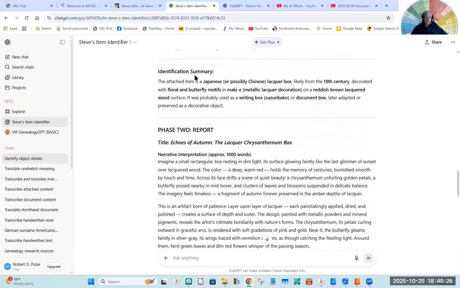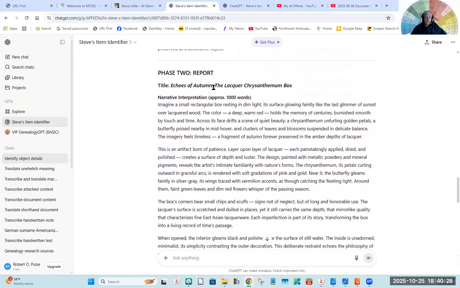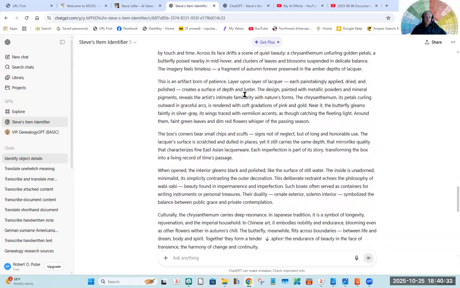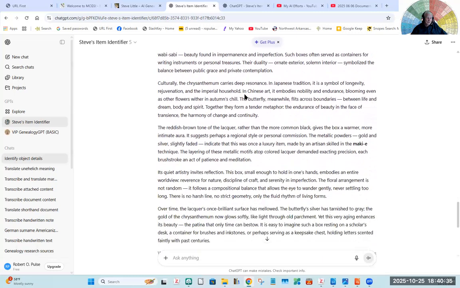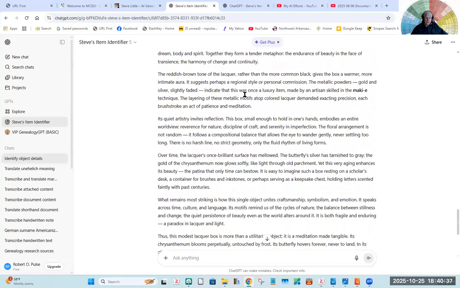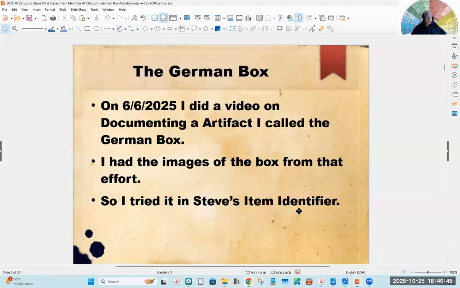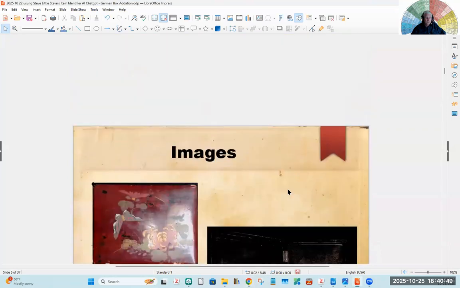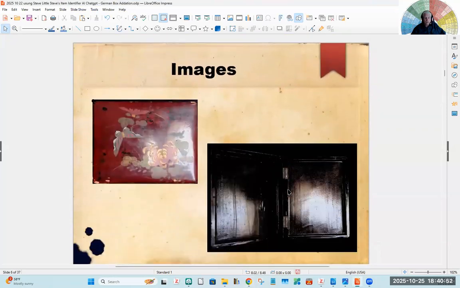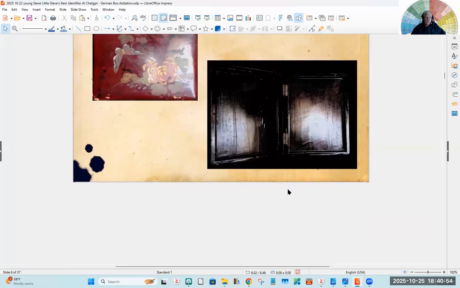I like this identifier summary. And then it does a phase 2 report, and it gives you different views of it. And like I said, this will all be attached. And then it does a 1,000-word summary here. Okay. Now, I thought that was quite informative, and I wanted to share it with everyone and show you what's there. Oh, here's a copy of the images that I input.